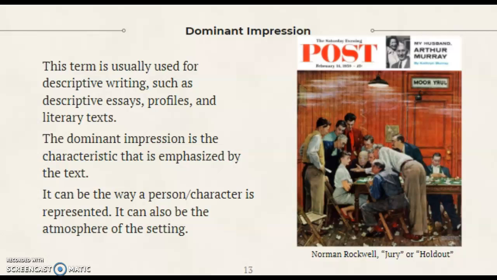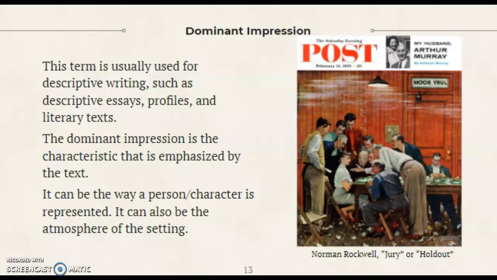Okay, so the two maybe new terms are dominant impression and unifying effect. Now these are a little bit more versatile than theme and thesis because you can apply them to a broader range of texts. And you can apply them to texts that do have a theme or texts that do have a thesis. So you could talk about a story having themes and also some dominant impressions. So a dominant impression is a term that's used for descriptive writing usually, such as descriptive essays, profiles, and literary texts. And the dominant impression is a characteristic about the subject that is emphasized by the text.